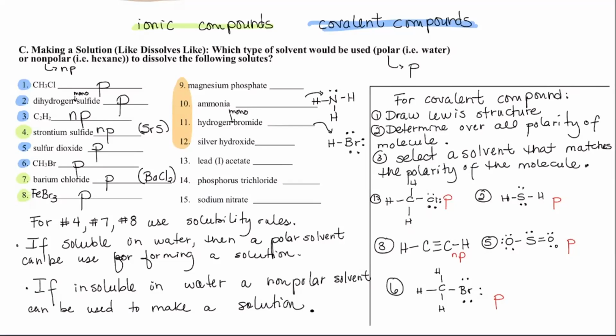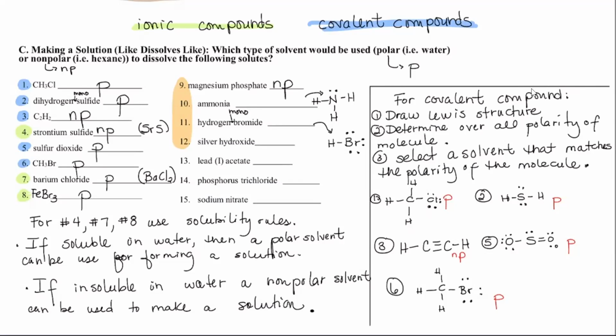Okay, let's go over the answers. First, we have magnesium phosphate. Remember that magnesium phosphate is an ionic compound, so we need to apply solubility rules. Is magnesium phosphate soluble or insoluble in water? Can we dissolve it in water? Yes or no? It's insoluble. Since we cannot dissolve it in water, we need a non-polar solvent in order to make a solution with it.